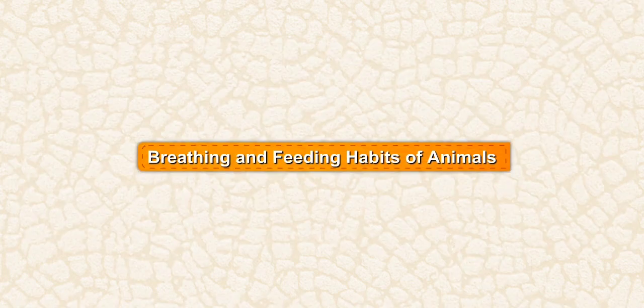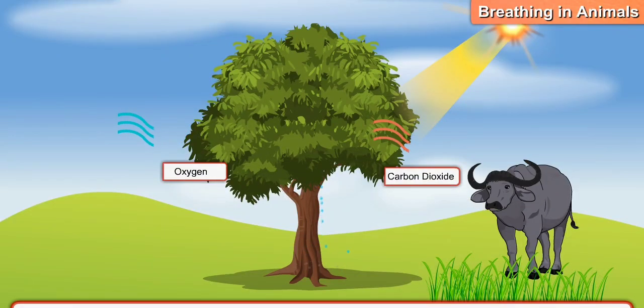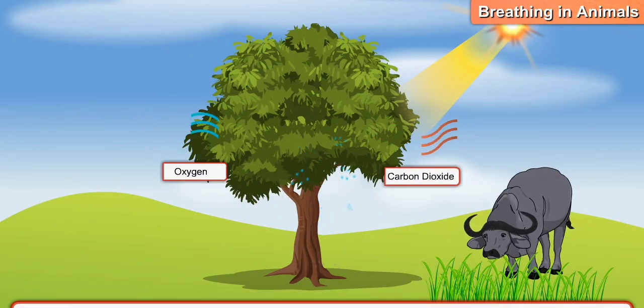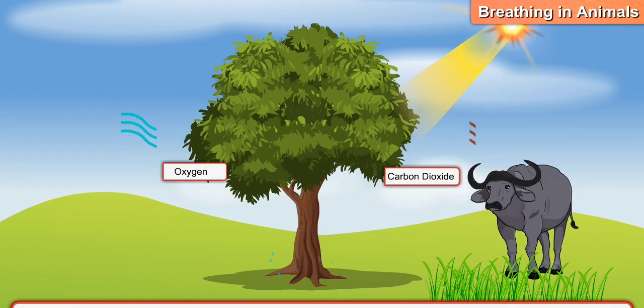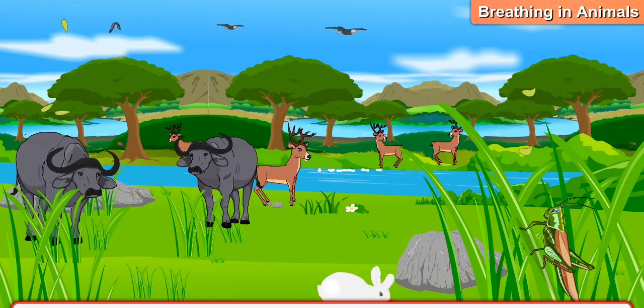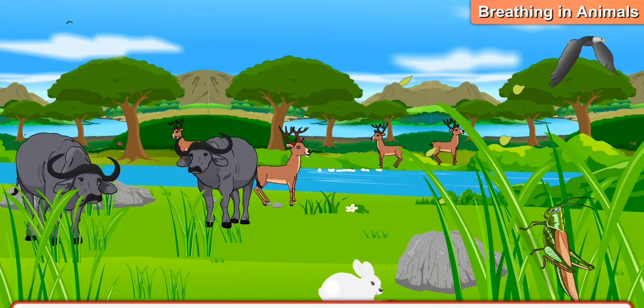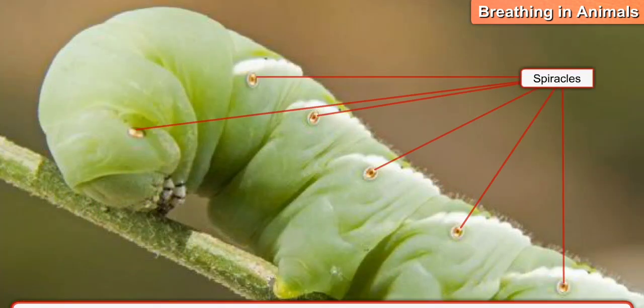Breathing and feeding habits of animals. Breathing in animals. Animals breathe in oxygen and breathe out carbon dioxide. Land animals breathe in oxygen from the air, while aquatic animals breathe in oxygen from water. Different animals have different organs for breathing. Insects breathe through air holes called spiracles, present along the side of their bodies.